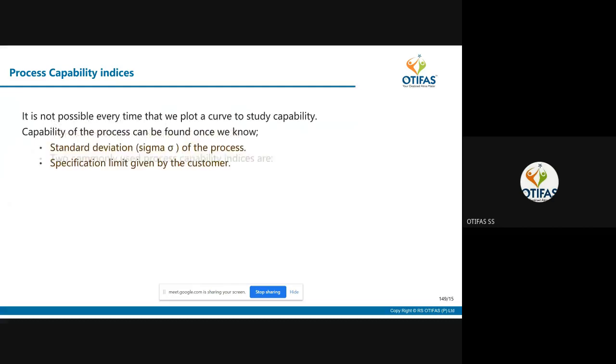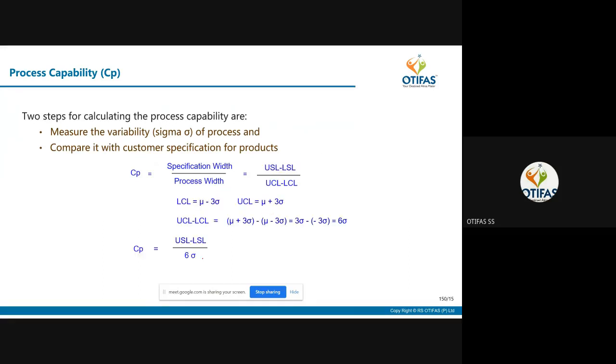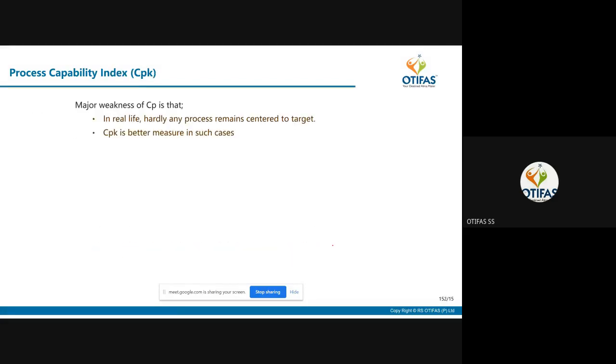Now, the same thing I said, this is explained. CP is equal to specification width by process width. That means USL minus LSL divided by 6 sigma. And you got a CP here. Supplier A, CP is less than 1, this is just 1, this is 1.5, and this is 2. So if you want to select two suppliers, you are going to select these two suppliers. So clear how we can use the CP for selection of a supplier or to identify the capability of a supplier. But there is another measure called CPK.